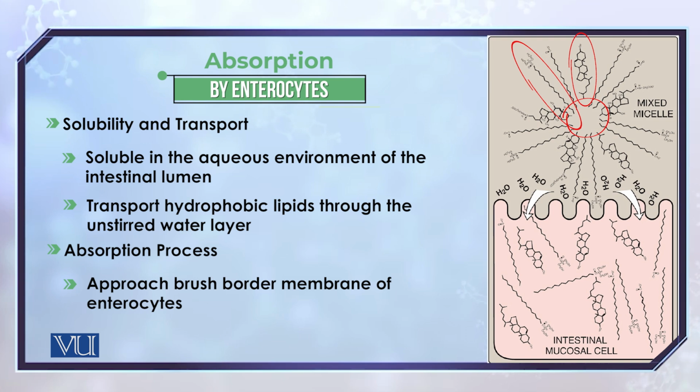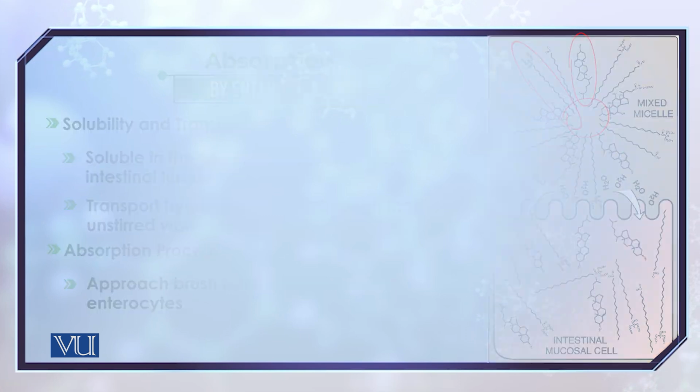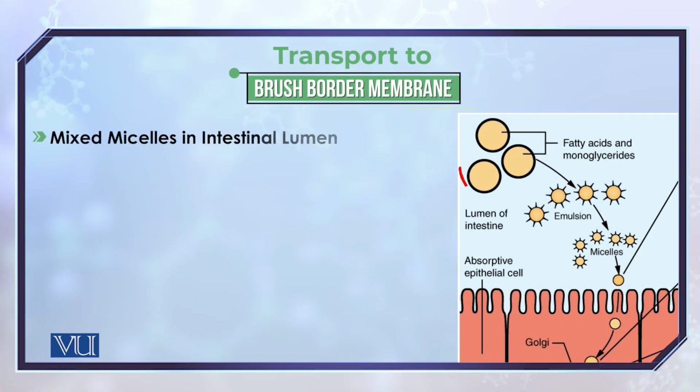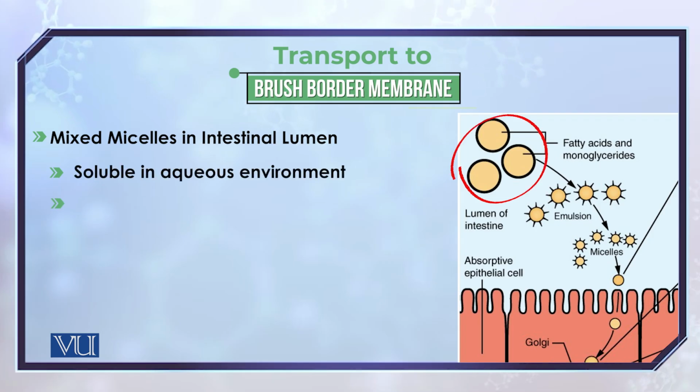Because the hydrophilic portion is interacting with the water, the lipids can move in this environment, and it contributes towards the absorption of these lipid molecules in very specific cellular structures known as enterocytes. They are very specific cells in the intestine, which are specialized for the absorption of lipids and other molecules.